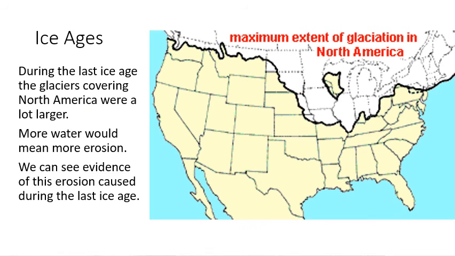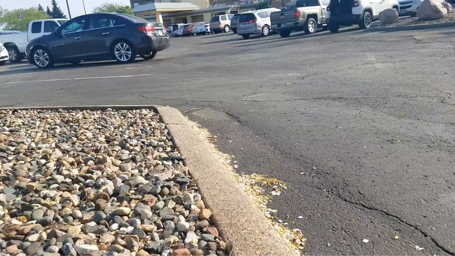Now, during the last ice ages, there were a lot more glaciers covering North America than there are today. The glaciers were bigger, they covered more area, which means they also caused a lot more erosion. And we can see evidence of this all over the northern United States.